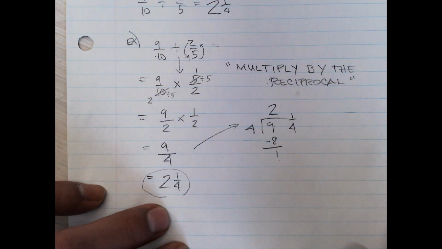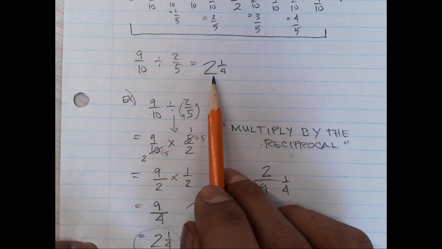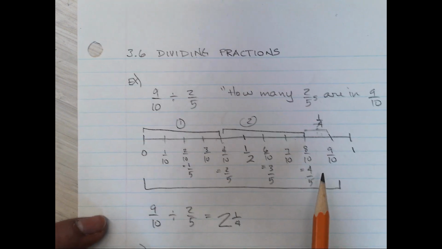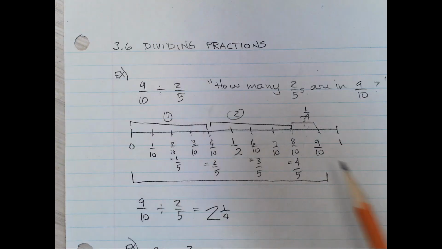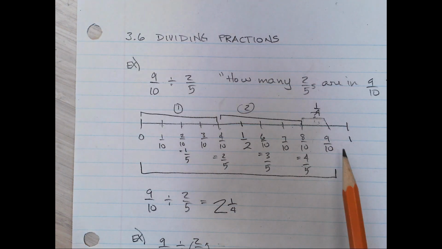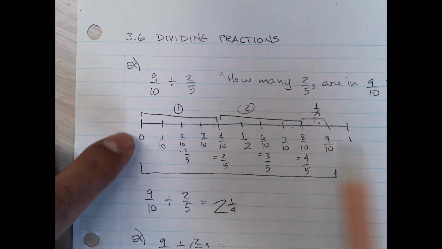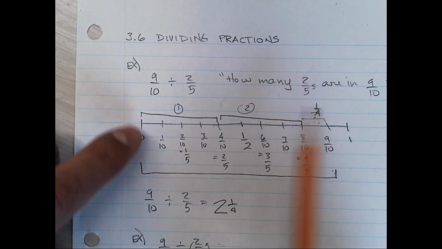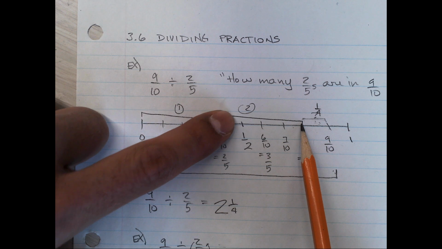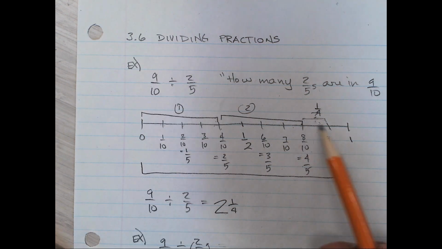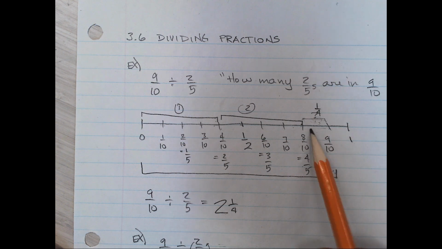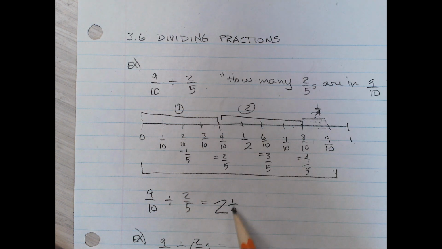And isn't that the answer that we got here above? So how many 2/5 are there? Again, let's review this number line. How many 2/5 are there in 9/10? Well, here's my 9/10. Here's my 2/5. How many of this are in here? I have 1 and I have 2. And I can only fit another quarter of this 2/5 in this little piece. That's what 2 1/4 of 2/5 means. Okay?